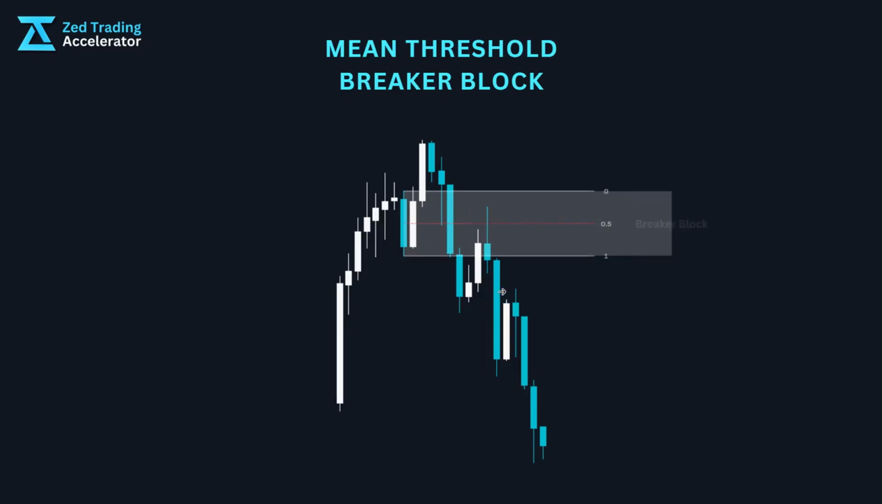The mean threshold of that is the midpoint of that breaker block. We want to see price respect the midpoint of that breaker block. We don't want to see price disrespect that breaker block. We don't want to see a candle body close above the upper part of the breaker block. The wicks can pass through just like this, but we don't want to see a candle body close in this area.